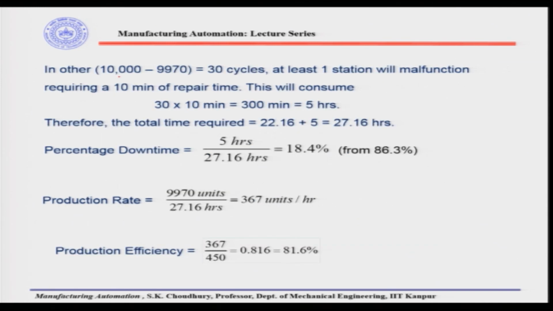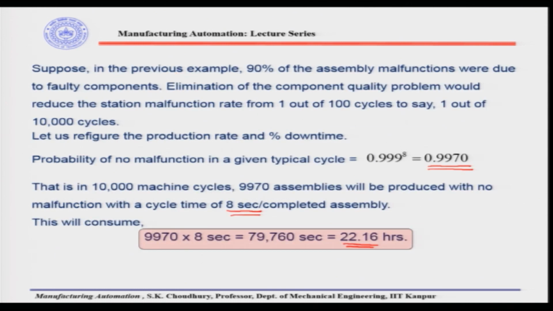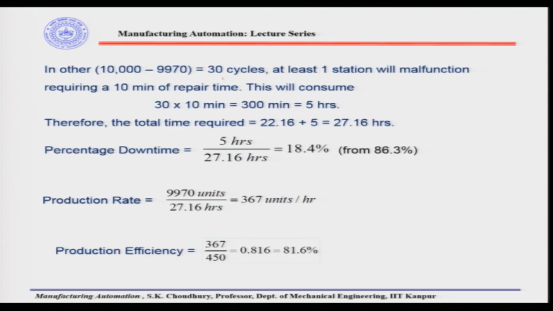In other words, 10,000 minus 9970, this is 30 cycles. At least one station will malfunction, and that will require 10 minutes of repair time. This will consume 30 into 10, which is 300 minutes, that is 5 hours.